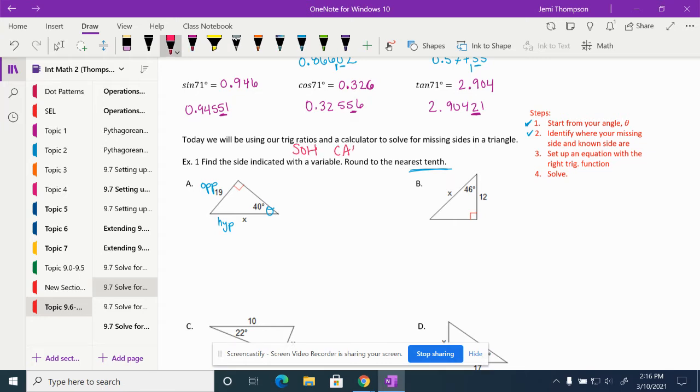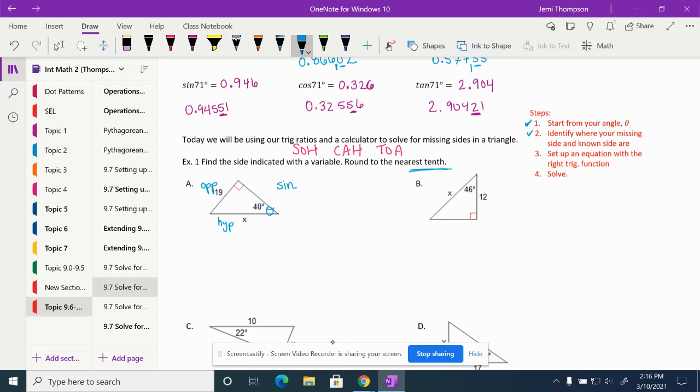So now using what we know about our trig functions and using SOHCAHTOA to help us, remember SOHCAHTOA stands for the sine function is equal to the opposite leg divided by the hypotenuse. The cosine function is equal to the adjacent divided by the hypotenuse. The tangent function is equal to the opposite divided by the adjacent. Problem A, I have the opposite and the hypotenuse. Which function uses opposite and hypotenuse? Sine.